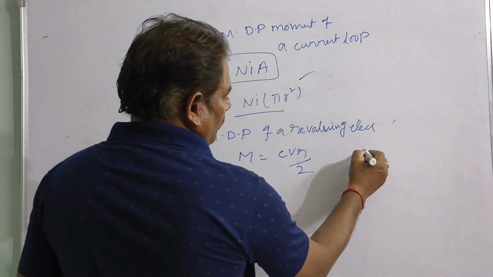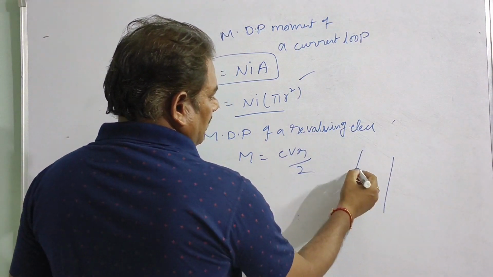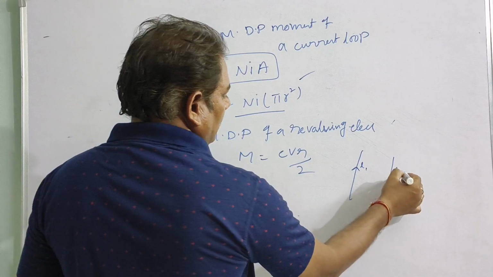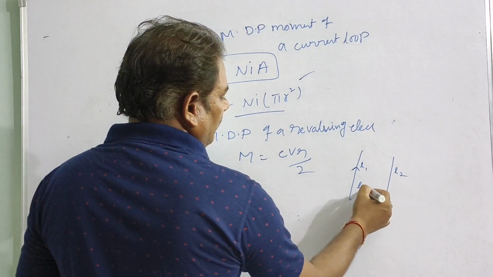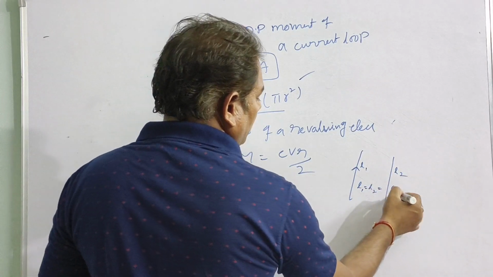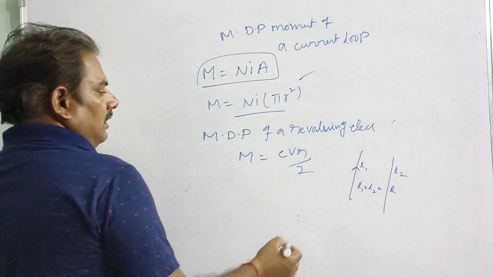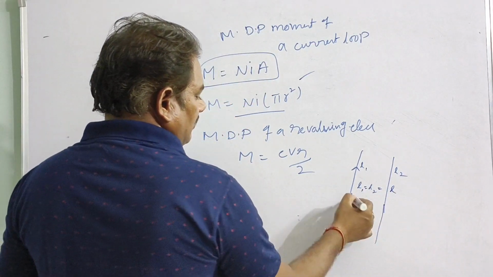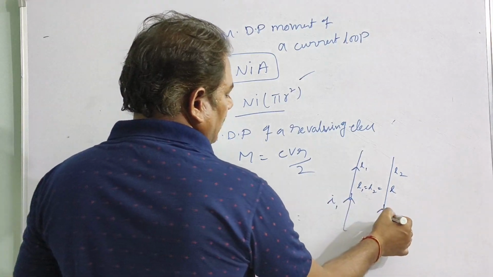For example, 2 conductors of length L1, L2. For example, L1 equal to L2 equal to L. And the current which passes through the 2 conductors is I1, I2.